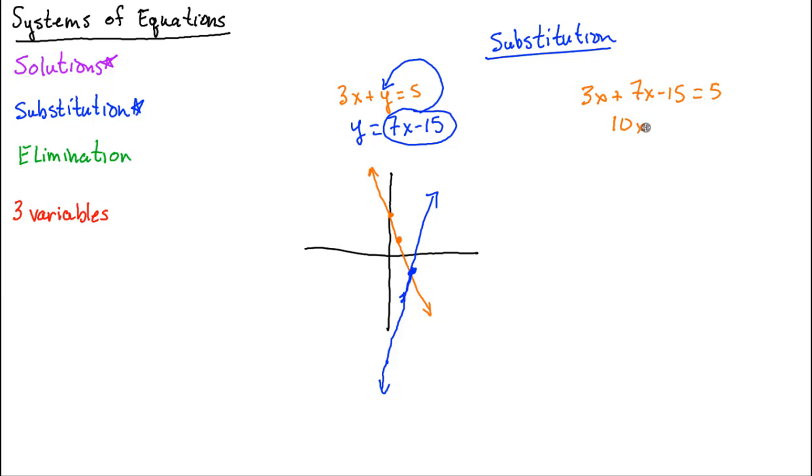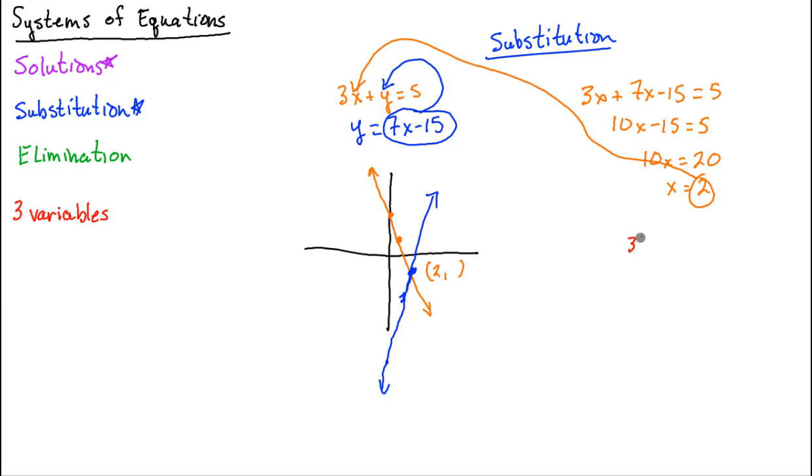This is 10x minus 15 equals 5. Add 15, you get 10x equals 20. That means x equals 2. All right, so if x equals 2, that gives us half of that answer. Now we're going to stick back in 2. Let's write that guy down and see what we get.